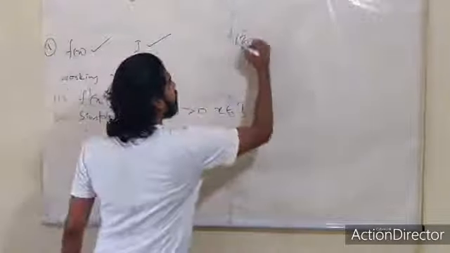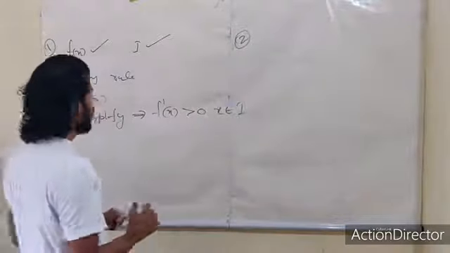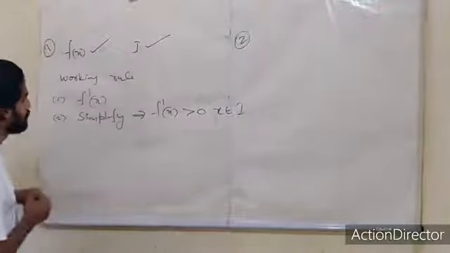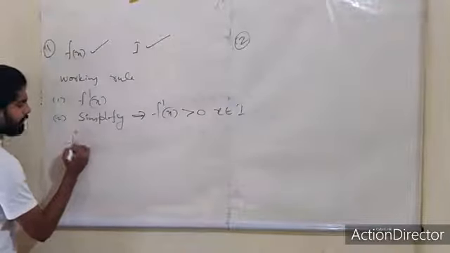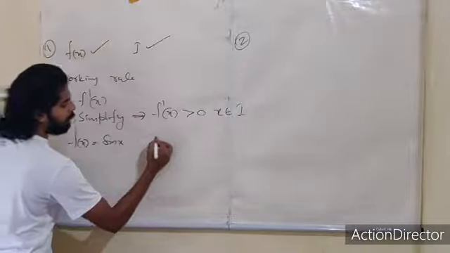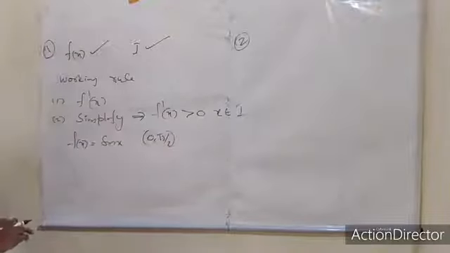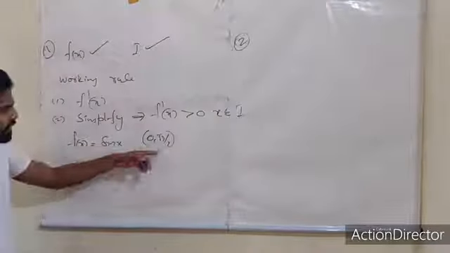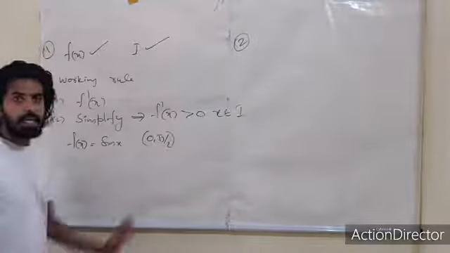The second type of question, first I think we'll do an example on this question. So let's take an example. Suppose f of x equal to sine x is a function, and the open interval (0, pi by 2) is the interval. You are asked to prove that this function is strictly increasing in this interval.